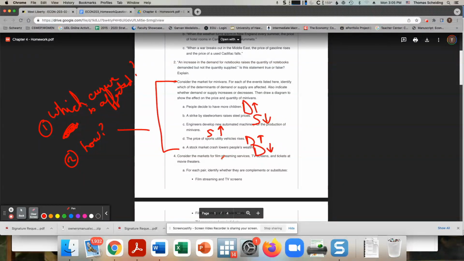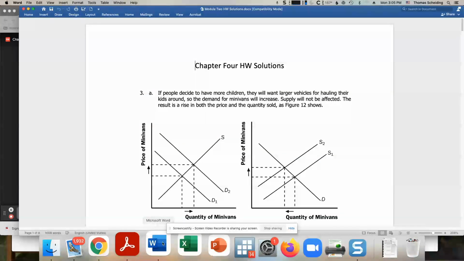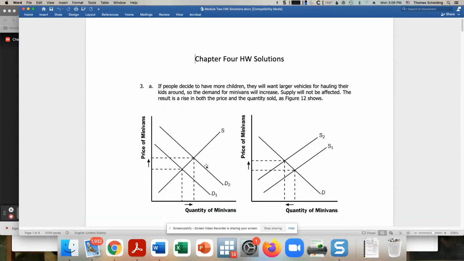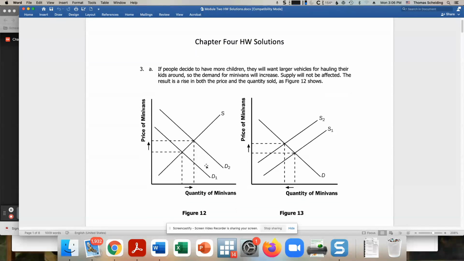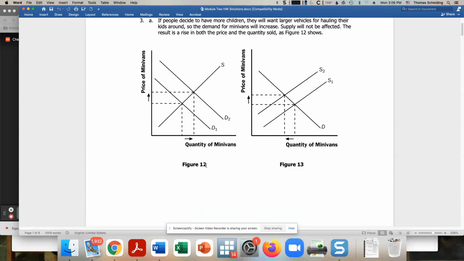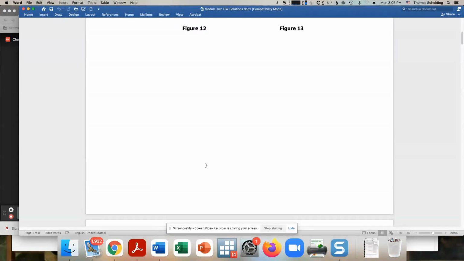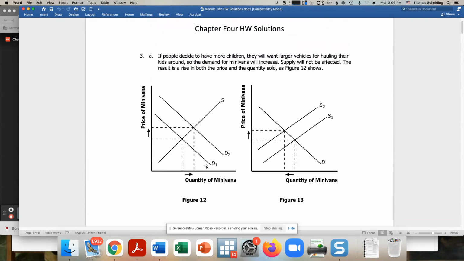Okay, now let's go to the file here. Okay, so here, this is a horrible way to look at it. Class, I'm sorry that it looks so horrible here. You basically drew two graphs, and it's just lazy. Sorry, it's just really lazy. Okay. Supply is not affected. Demand will increase. Yeah, so it's shifting out.